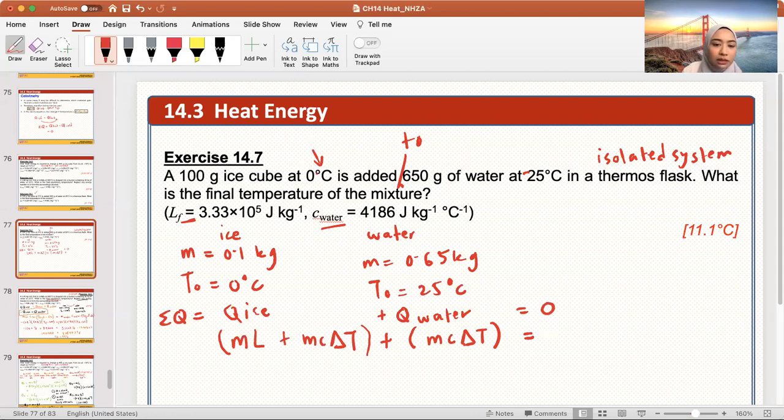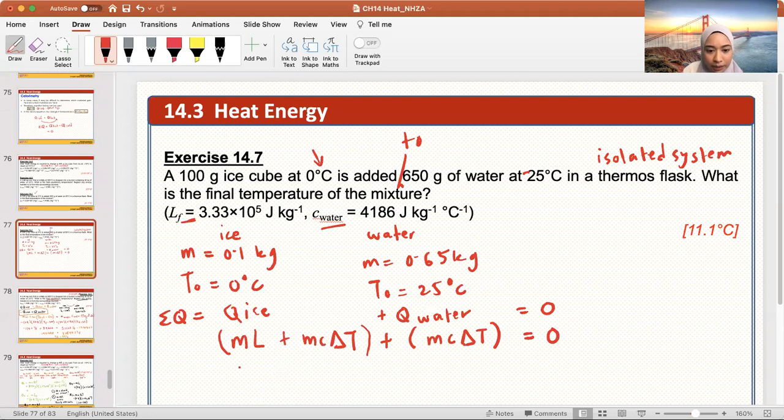Q ice started at 0 degrees Celsius. Of course, if I absorb heat, if I put ice into my water, the ice cube will melt. So if it wants to melt, it has to go through mL, latent heat. It also has to go through mc delta T to increase in temperature to the final temperature. So this is mL plus mc delta T, whereas for Q water, there's no latent heat involved because it doesn't become steam. Maybe it decreases in temperature because of the ice, so the water becomes cooler. We don't know, so let's solve that.